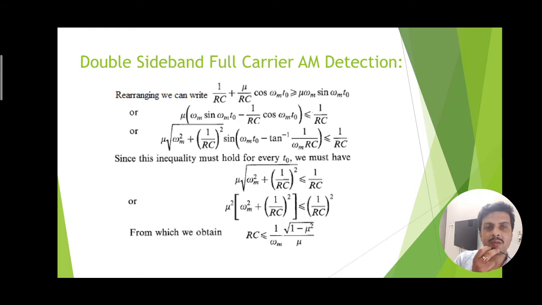If we carry out some more lines for the same expression, we can get the relation between the product of R and C, that is the time constant, and the modulation index of the amplitude modulated signal.